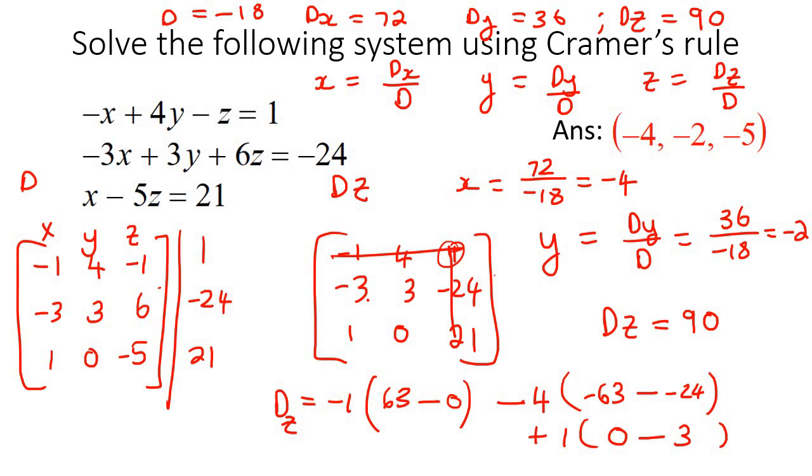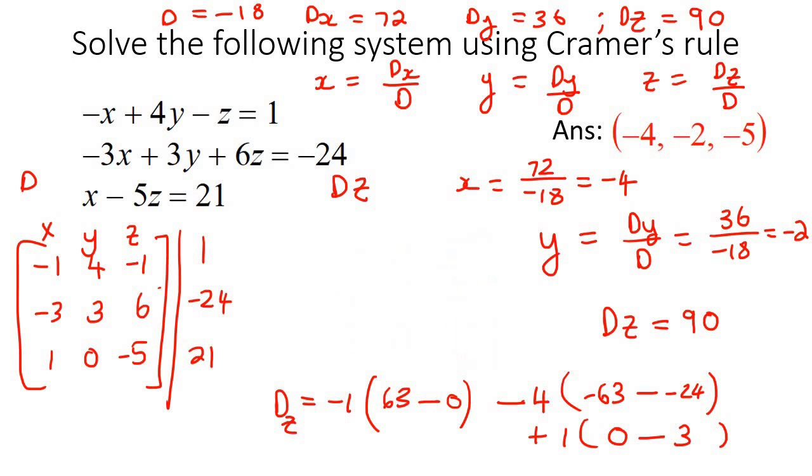And now to work out z, whatever you want to call it, we're going to say that is going to be equal to dz over d, and so that's going to be equal to, where's dz? 90 divided by negative 18, and that is going to give us negative 5. And so there we have it. So we got our final answer.